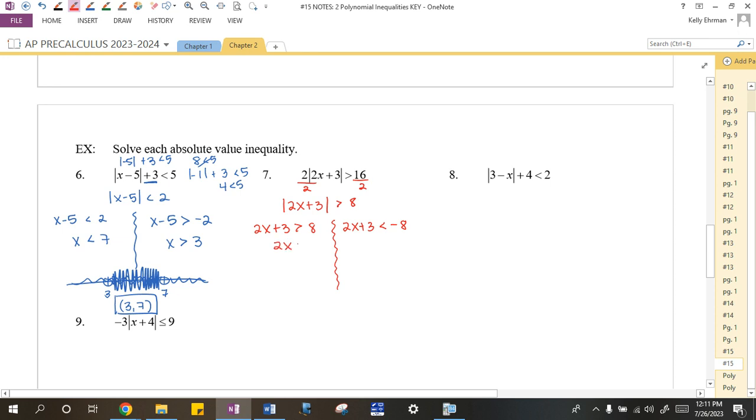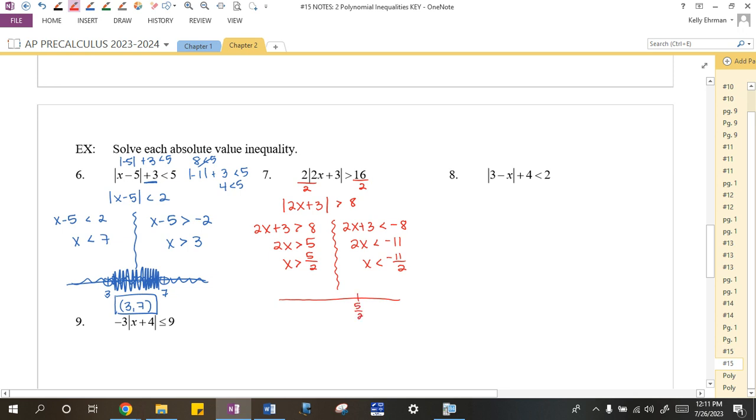So the first one, if we subtract 3 and divide by 2, we get x is greater than 5 over 2, 2.5. For the second one, if we solve, when we subtract 3, we get negative 11. X is less than negative 11 over 2, or negative 5.5. Put these on a number line.